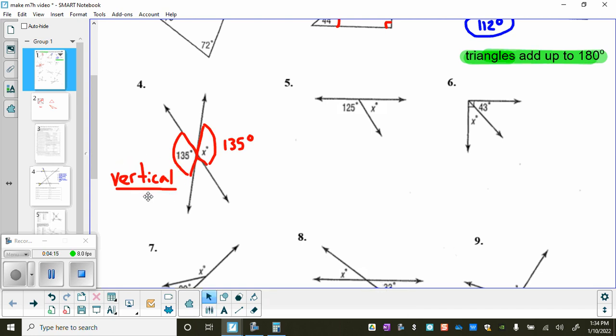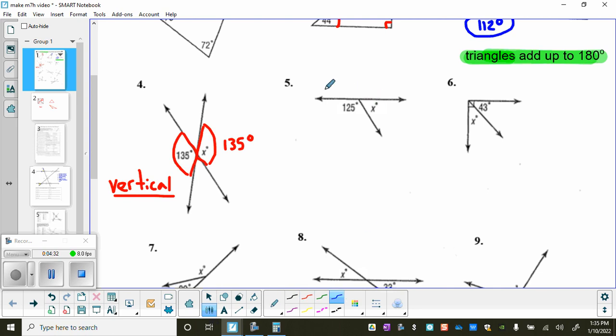Now, in a little bit, you guys are going to be filling out a Google form where you have to tell me what relationship between the angles actually justifies the number. So here again, it's a vertical relationship. Anytime you have vertical angles, they are congruent. So that's how I can prove that that's a 135.